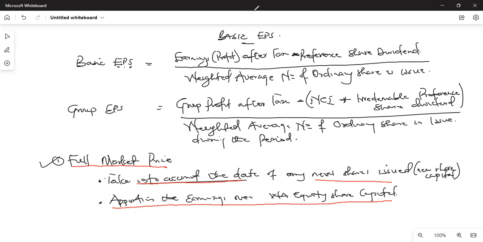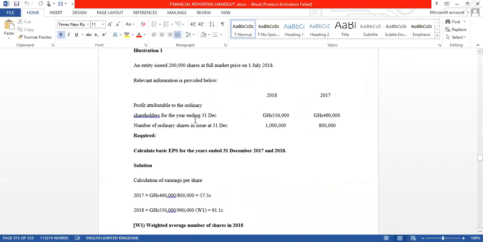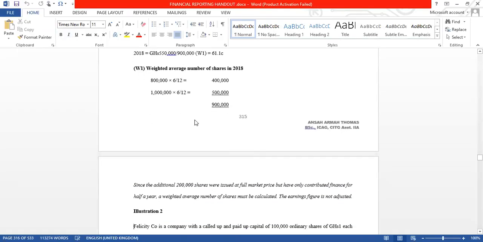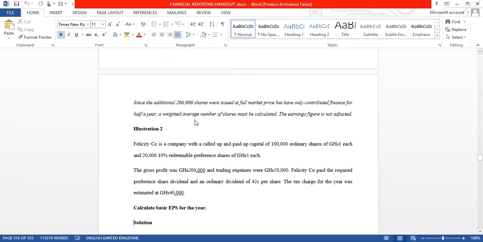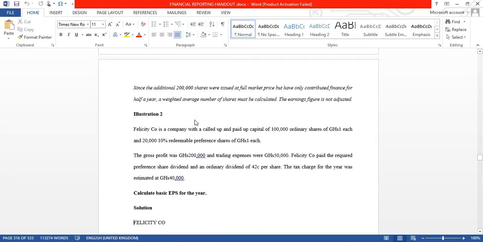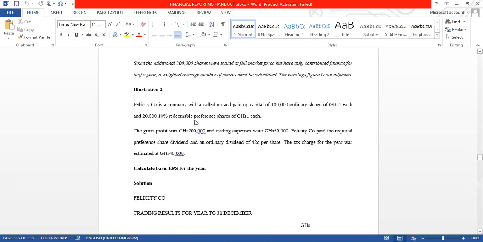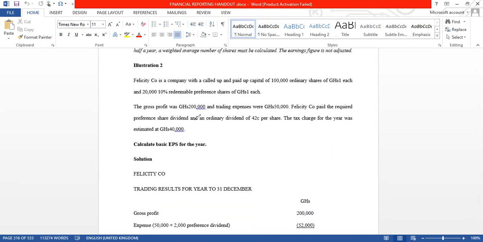Okay, so let's pick another illustration and see how we can deal with it. So that is what you see here. Let's look at this illustration too. What you see here is that this one actually presents a way you have to compute your profit after tax. So straight away, let me guide you here. You see, Felicity Co.